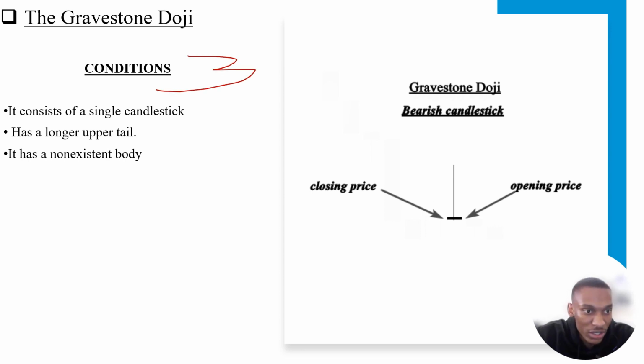Let's discuss the conditions. The first one, it consists of a single candlestick. Also, it has a longer upper tail, or a shadow or a wick. Remember what a tail, shadow or wick is. A tail is just a representation of price being rejected. That's how we form tails. And then the third condition is it has a non-existing body. As you can see here, the body is relatively small. Those are the three conditions and they all have to be met.